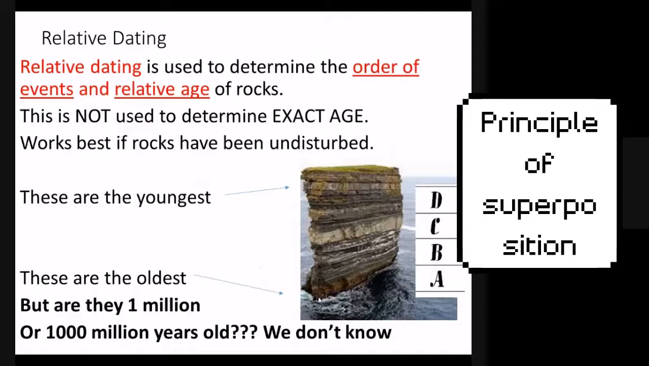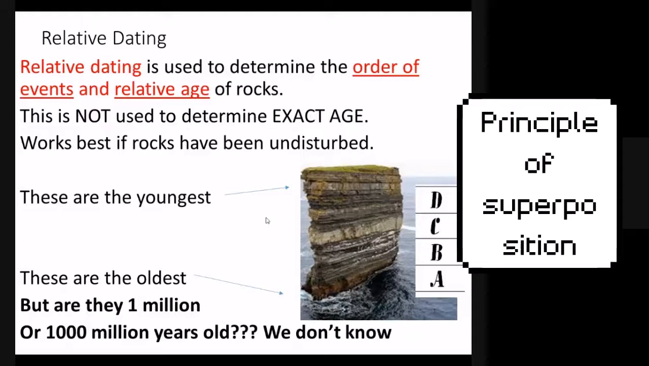So this rock could be 1 billion years old. It could be 1 million years old. We don't know. All we know is that this rock right here is older and this rock right here is younger. A is older, D is younger. That's all we know. Now, there could be ways to actually figure out the age of these rocks. Like I said, radiometric dating.